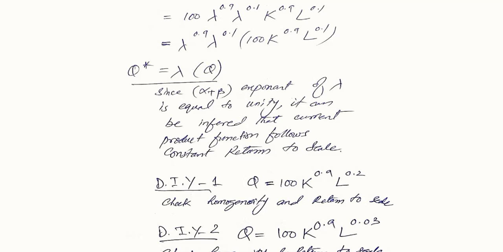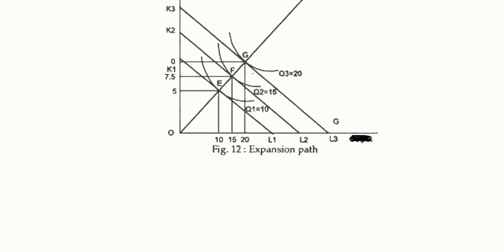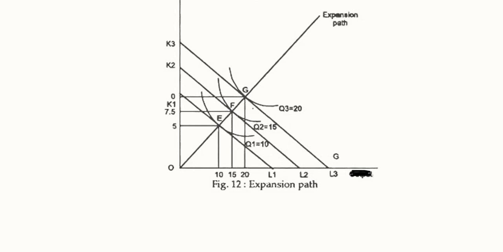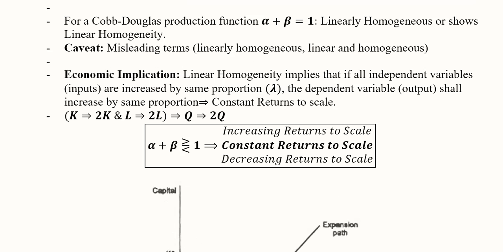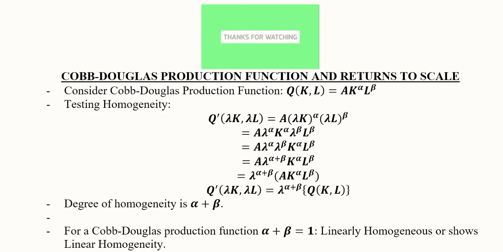So in this way we have understood the returns to scale with reference to the Cobb-Douglas production function numerically, diagrammatically, and with the help of its basic theory. This was the Cobb-Douglas production function and its returns to scale using the homogeneity process.